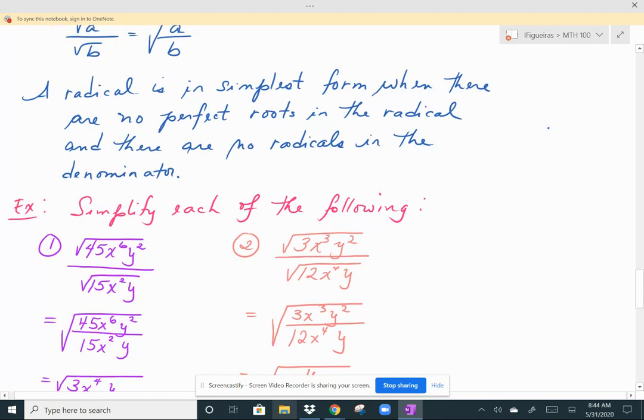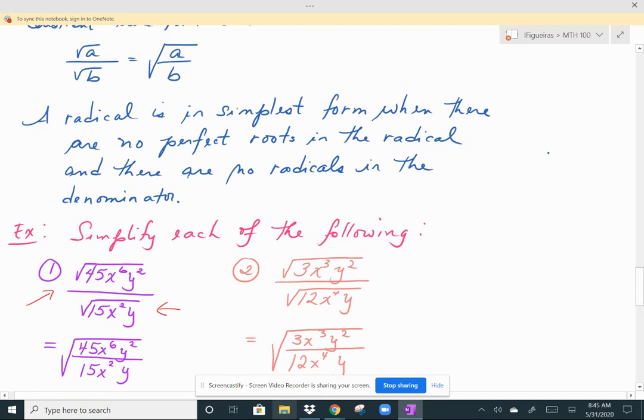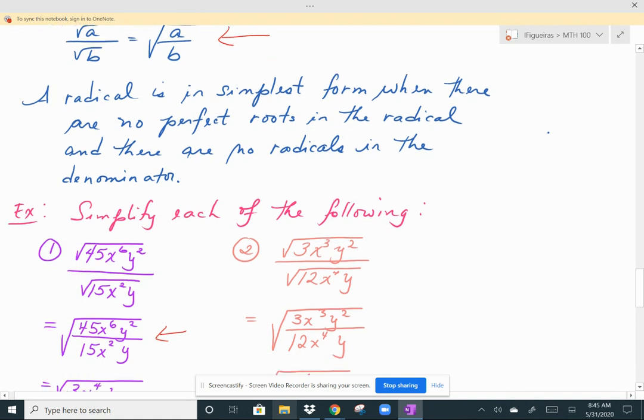Okay, so first let's look at this first example. I have root 45x to the 6y squared over root 15x squared y. Not only do we have perfect roots inside of these radicals, but I have a radical in the denominator, which is a problem. So the first thing I'm going to do is apply this quotient rule, which is to write the whole thing as a single radical. So I get the square root of 45x to the 6y squared divided by 15x squared y. So one radical instead of two.